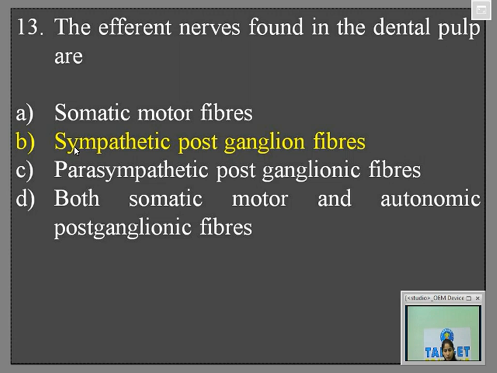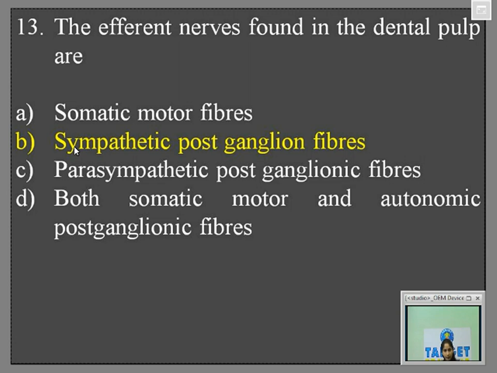A delta fibers and C fibers form your sensory nerve supply. The second group is your efferent fibers, that is your motor fibers, which are the sympathetic postganglionic fibers. These are the fibers associated with the circulation, the vasculature of your pulp. Whenever there is arteriolar or blood vessel constriction, it is regulated through these sympathetic postganglionic fibers. I hope you all have written this entire thing very clearly. Some of the other questions will always be asked from these only, so you have to know about this.